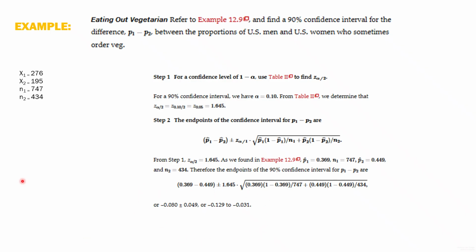And then remember your interpretation. We can be 90% confident that in the United States, the difference between the proportions of men and women who sometimes order vegetarian is somewhere between 3.1 and 12.9 percentage points. So we've got the negative 0.129 and the negative 0.031, and those will equate to percentages of our 3.1% and 12.9%.